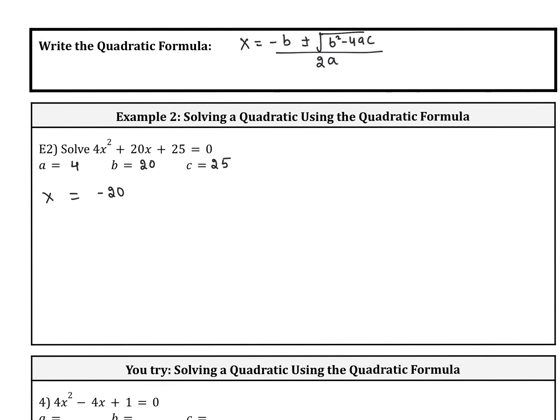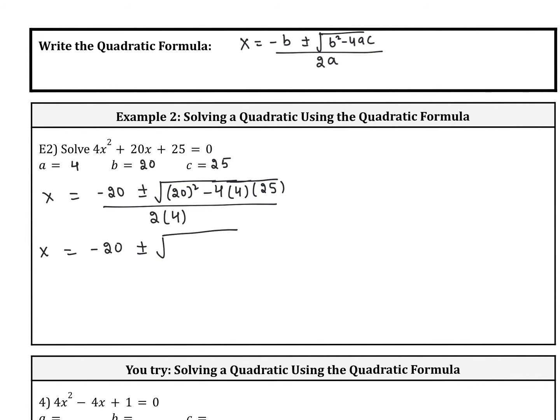You got here negative 20 plus or minus the square root of 20 squared minus 4 times 4 times 25, divided by 2 times 4. Negative 20 plus or minus the square root of 20 squared is 400 minus 8 times 25. So 25 times 4 is 100 and 100 times 4 is 400, and you're going to get 8 on the bottom.